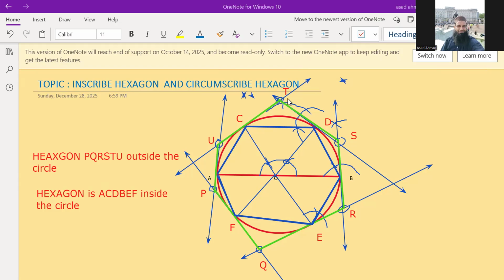So practice these things. These questions appear as a lengthy question in the board exams. They may appear.